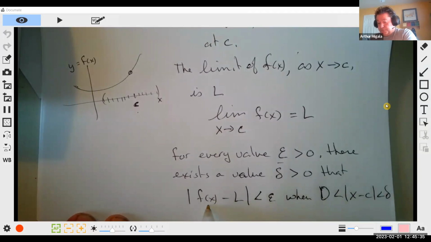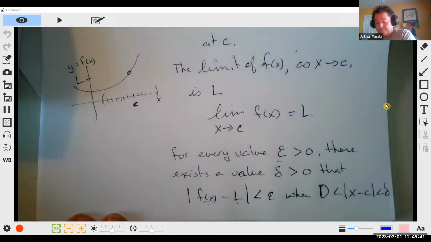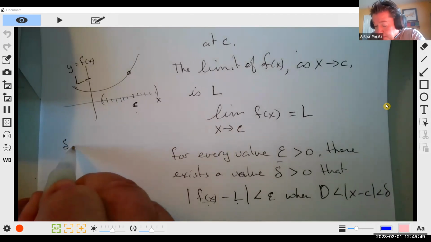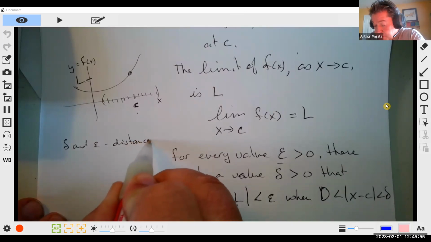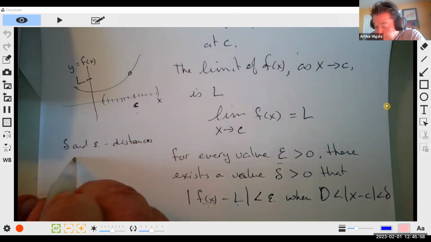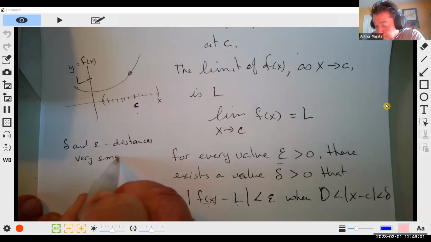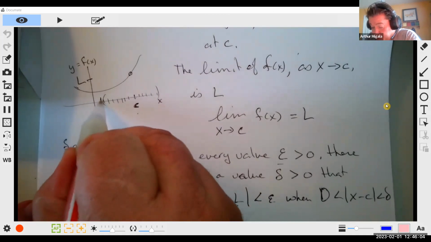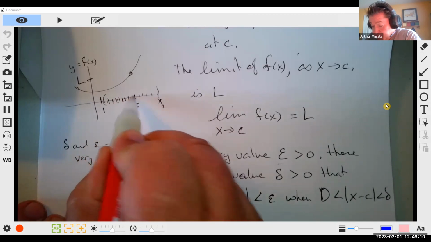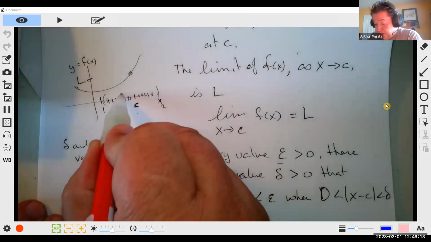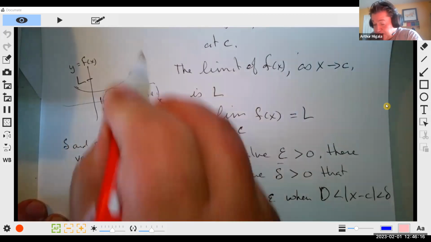So our y values, the function itself and the limit. Here's the limit. It is less than some value epsilon. Epsilon and delta are distances. They're very small. So what they're saying here is, let's pretend this is 1 and this is 2, and this is our value here. We can get infinitely close from both sides.